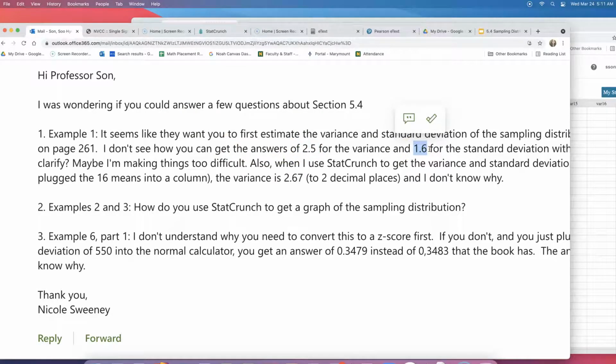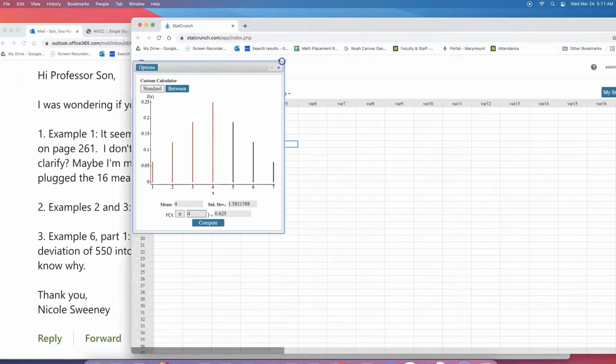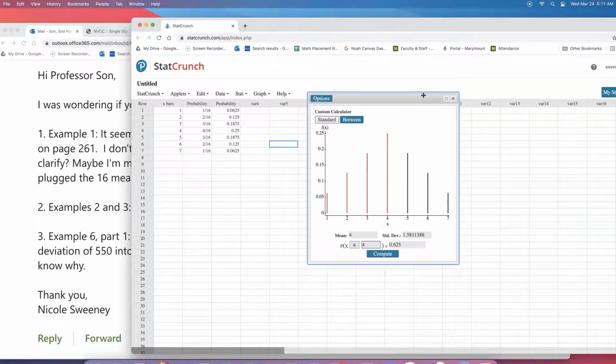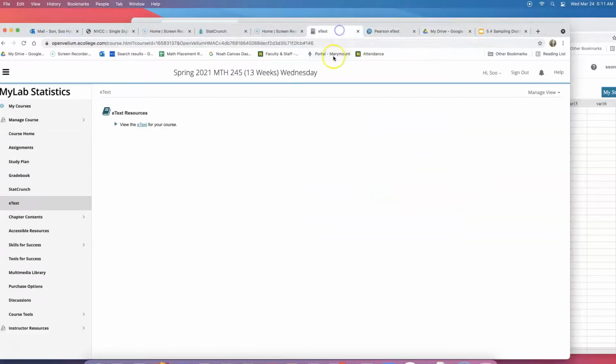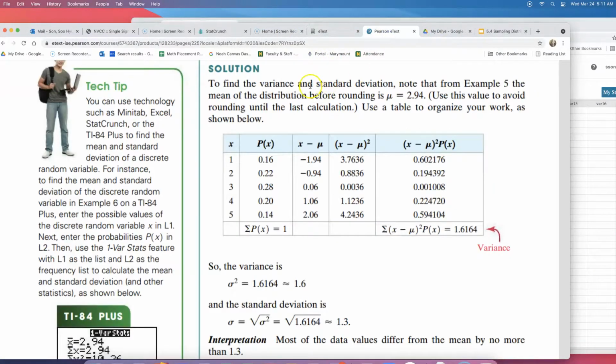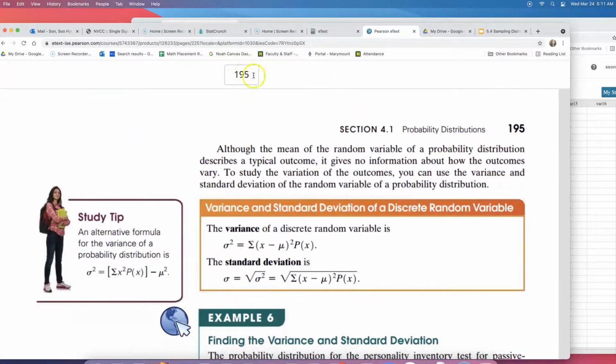But as you can see, that's a little too much, isn't it? Like doing all this work. So that's why I suggest you use the formula on 261. Let me show you that real quick. 261, such a good question.